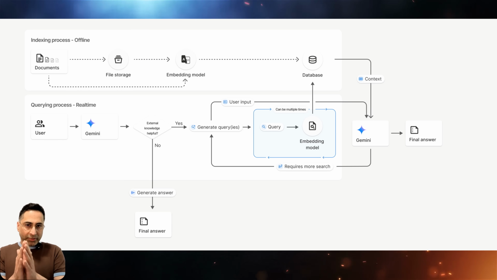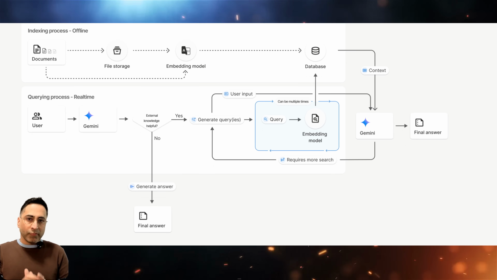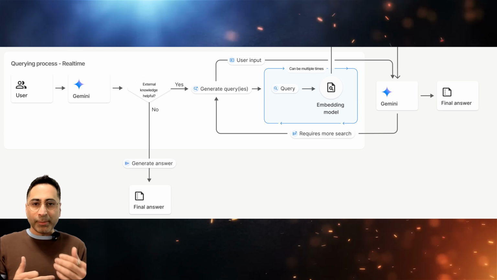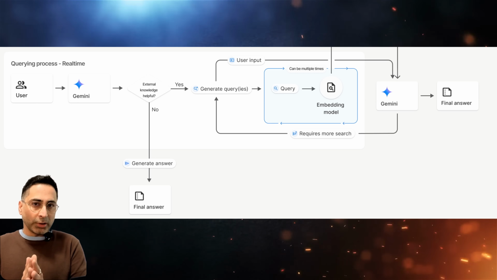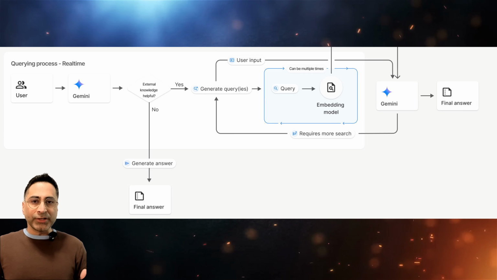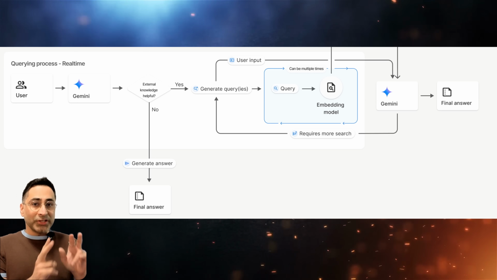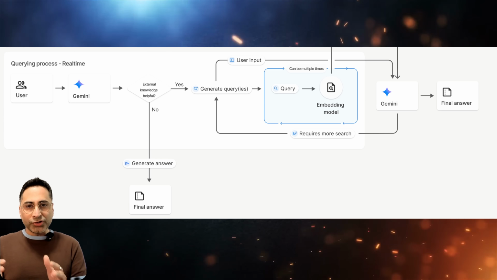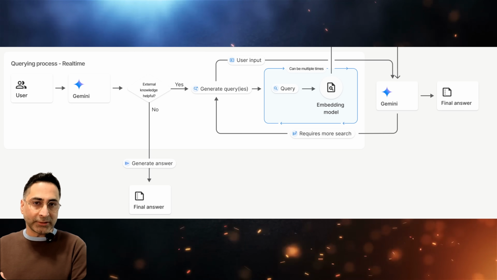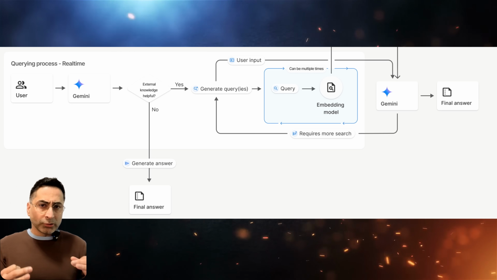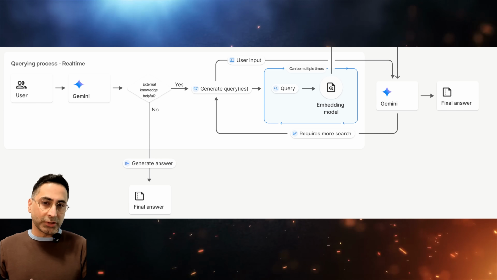Then there is the real-time querying process. When a user asks a question, Gemini first decides if external knowledge would be helpful. If not, it just generates an answer. But if the answer is in your files, the yes path is taken. The model generates one or more optimized search queries. Those queries are also turned into embeddings and then used to search the database.